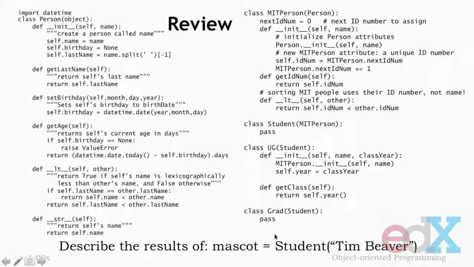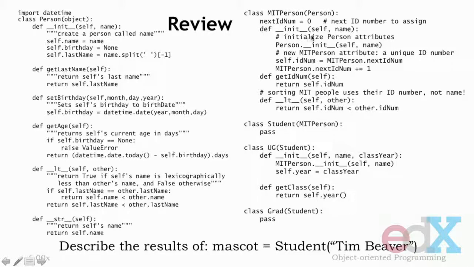So when we use the name of a class, in this case student, like a procedure call, in this case by passing an argument, the string Tim Beaver, what Python does is it creates a new object of type student and then calls the init method for that object with this argument. So let's see if we can figure out what happens. We have an object of type student, and we're looking for its init method. Student itself defines no new methods. So we look at the superclass of student, which is MIT person, and we see that it does, in fact, define an init method. So Python will call this method.